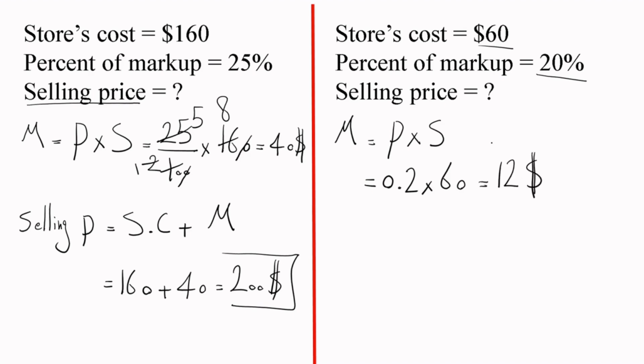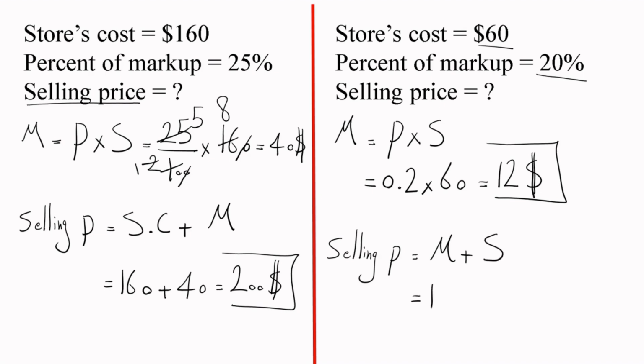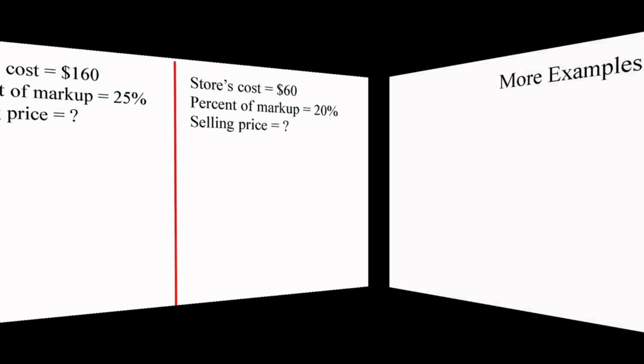This is the markup. And selling price will be equal to markup plus the store's cost. So markup here is $12. I calculated that in the first step, and the store's cost is given, which is 60. So it's going to be $72. It means the amount of money that the customer must pay to have that item.